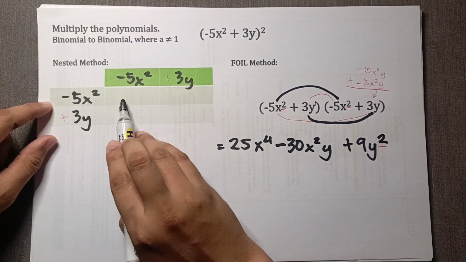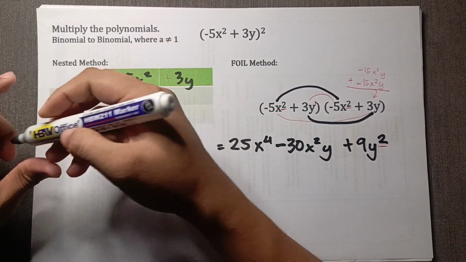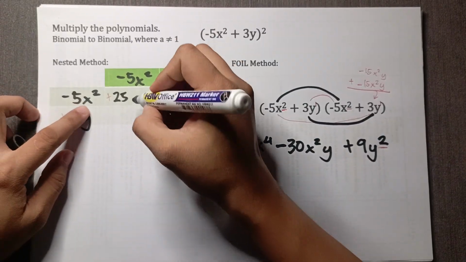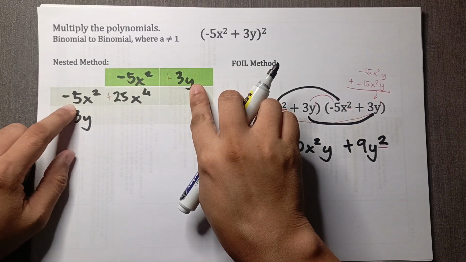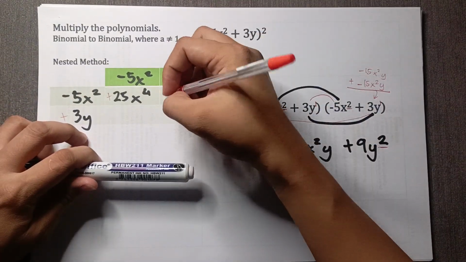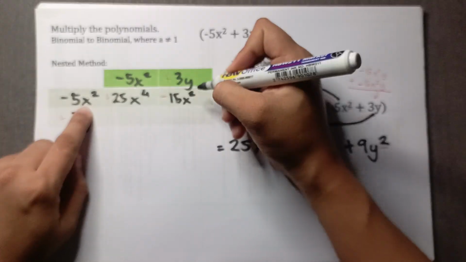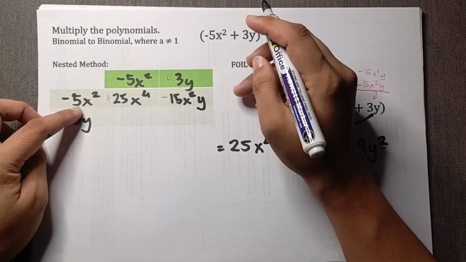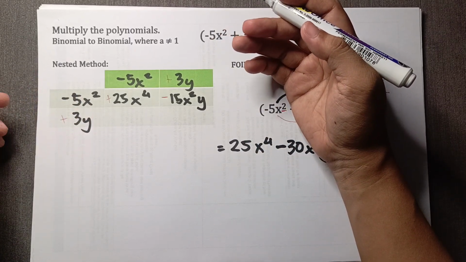So, let's start by checking. Negative 5x squared, dalawa. So, we have positive. Lagay ko na lang dito. Positive 25 x raised to 4. And then this one, negative 5x squared times positive 3y. So, we have negative, lagyan natin dito, 15x squared and then y. So, kapag walang magkatulad na mga letters, katulad ng dati natin ginagawa, copyin lang natin kung ano yung mga letters na yun and its respective exponents.